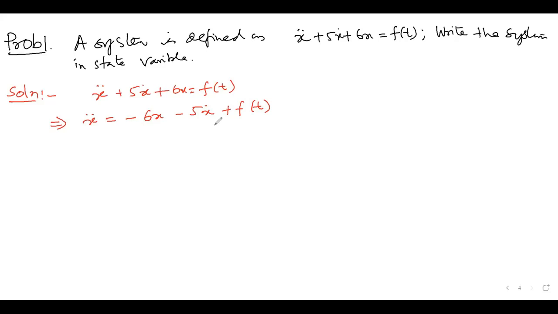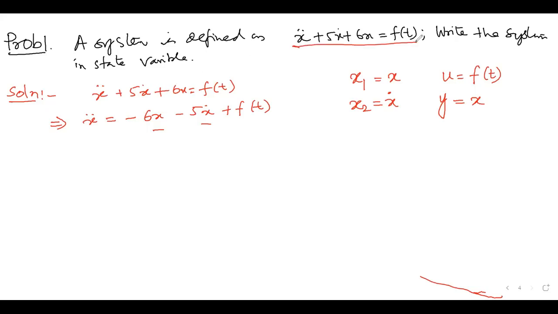Next we'll select x and x dot as new variables. The new variables we assume as x1 equal to x and x2 equal to x dot. We'll represent input as u, so we write u as f(t), and the output as y. If you solve this equation, we will get x, that means x is the output, and u is the input.